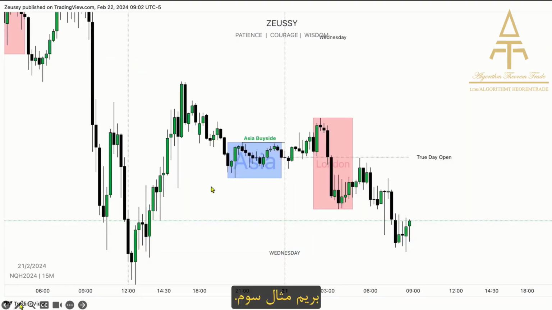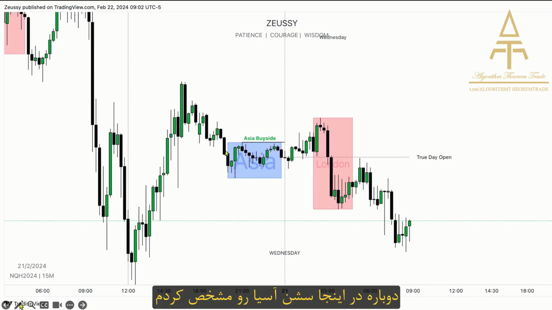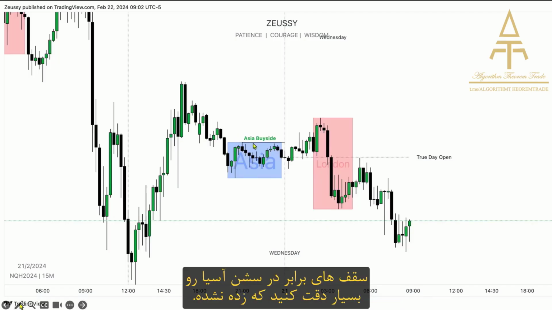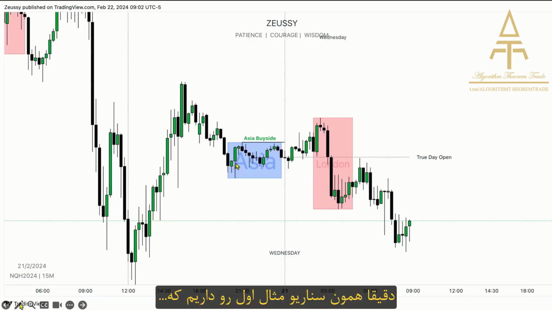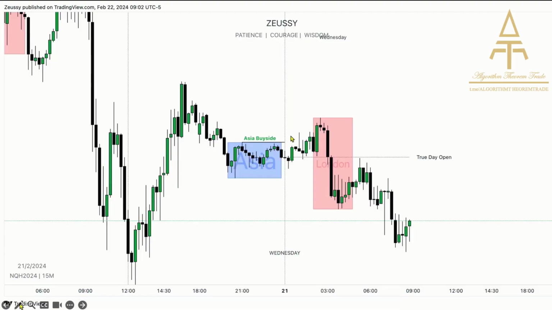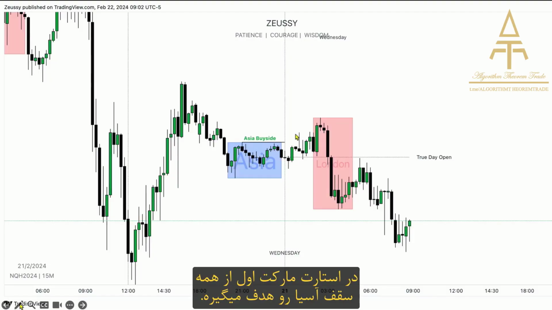Let's take a look at the third example. The third example is the following. As you can see, the Asia buy side liquidity is plotted again right here above this high. Notice relatively equal highs during the Asia session, left intact. Same scenario basically as the first example, where we see that during the beginning of the London session, the market already purchased the buy-side liquidity of Asia.